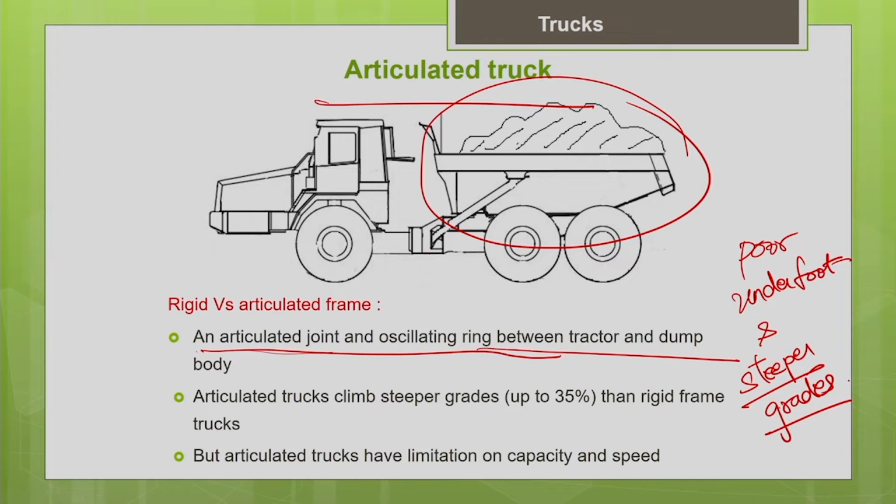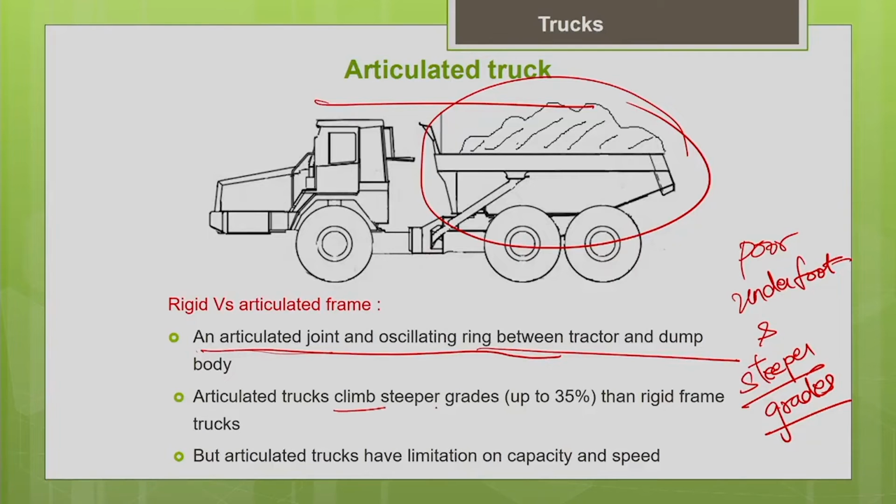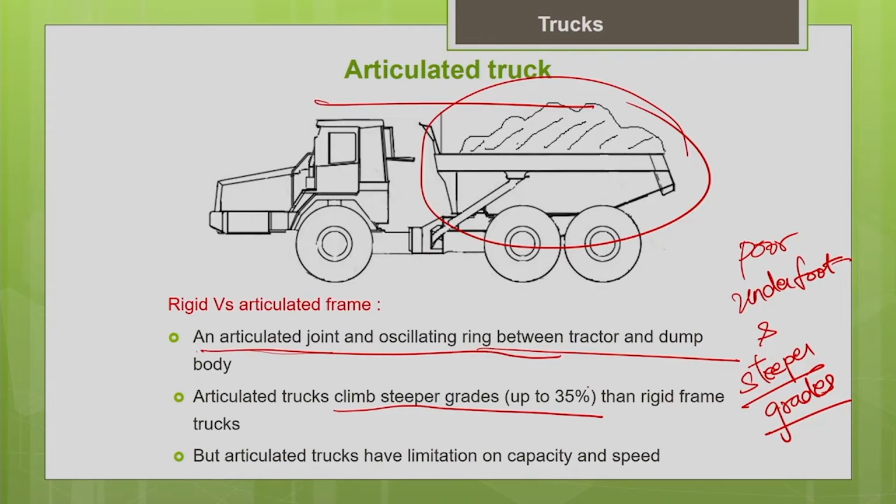For tough conditions, if the machine has to climb a steeper grade, or the terrain is a clay area, which is not possible for a rigid frame to maneuver, in that case you can go for the articulated trucks. They are basically designed for tough underfoot conditions. So they can climb steeper grades up to 35%, while the rigid frame is commonly used for only up to 10% slope. I am talking about the slope.